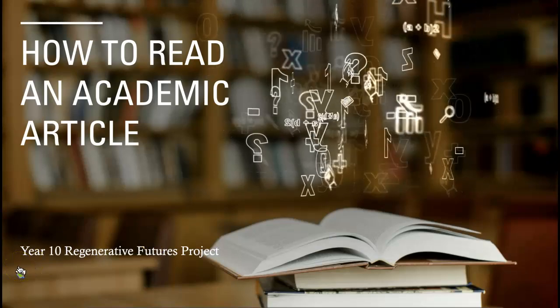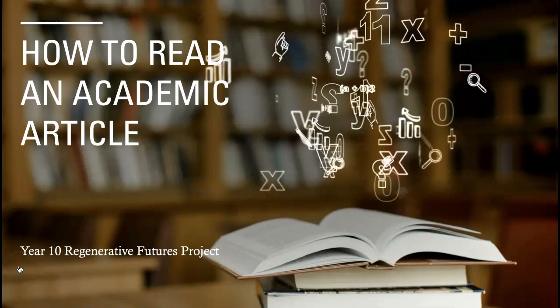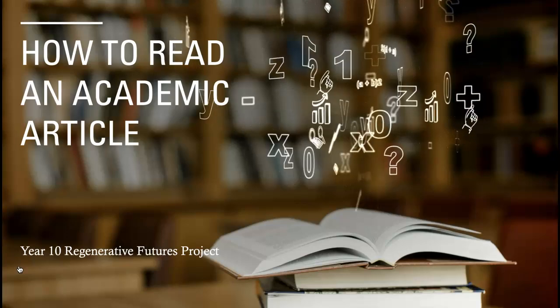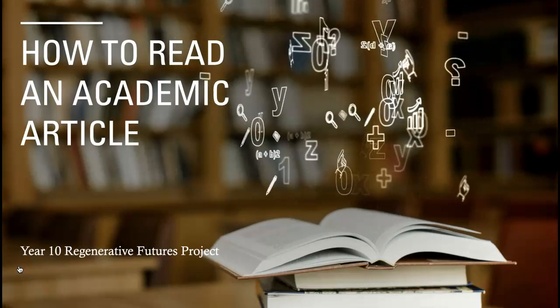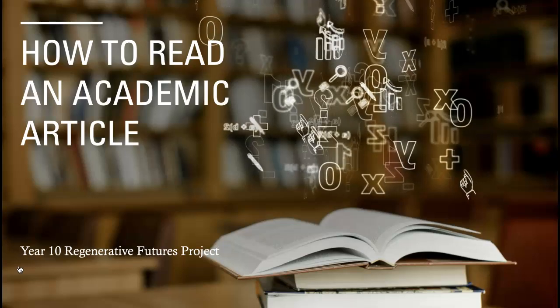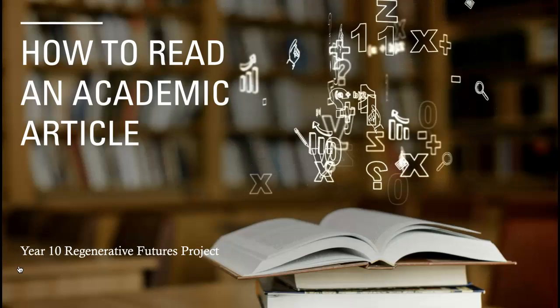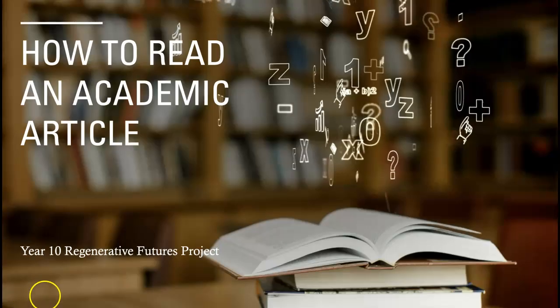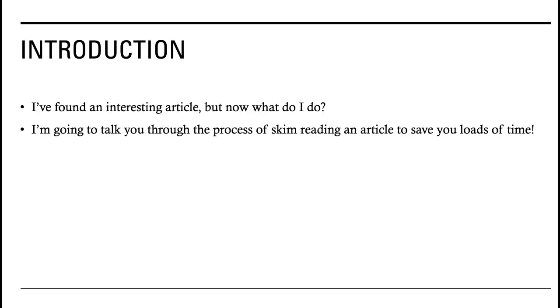Okay, in this one, we're looking very much at what you do when you find an academic article. They can be quite daunting to read. Understandably, they're big, long, thick, with lots of long words, but you need to be able to get your head around them because, of course, you're going to need to read some. So I found an interesting article, but now what do I do?